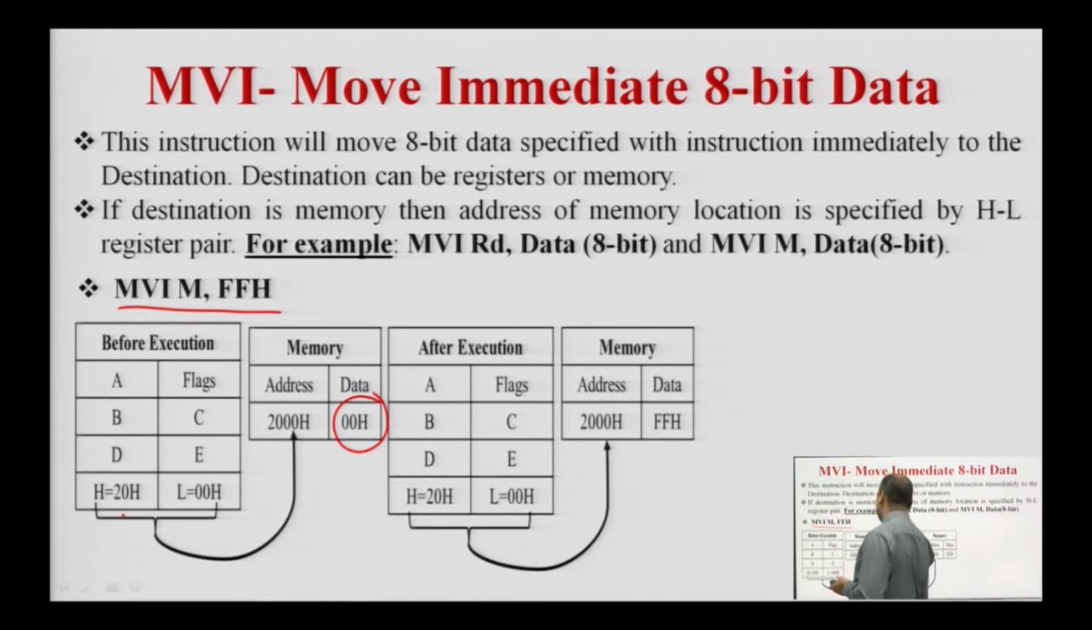The content of this memory location, that is at memory location 2000 H, the data is 00, and the 8-bit data which is specified with the instruction is FFH. So, after the execution of this instruction, the content becomes FFH, means the FFH which is the data specified with the instruction is immediately moved into the memory location having address 2000 H.